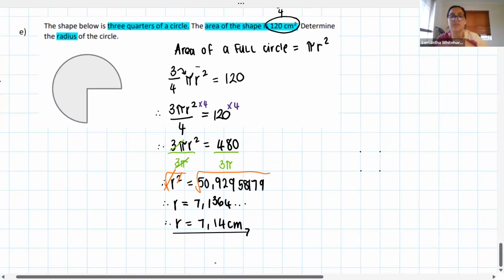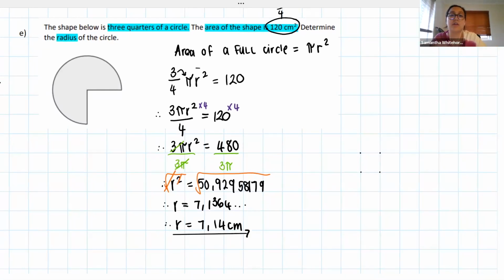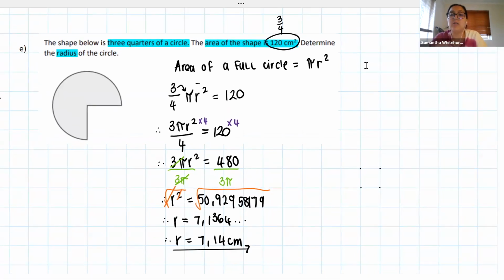And so through my inverse operations and through the solving of that equation, we were able to get our radius. Alrighty, so hopefully we got that.